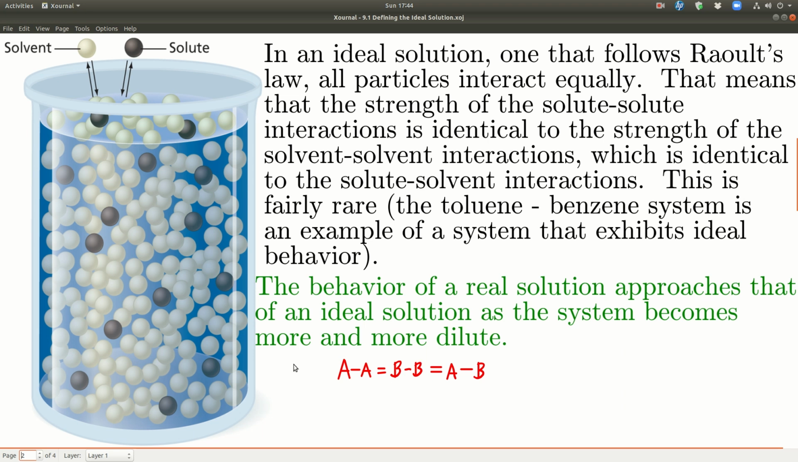Now this doesn't happen very often in real life. A good approximation to this would be a toluene benzene solution, because toluene is basically benzene with a methyl group on it, so they have the same polarities, same intermolecular forces. But most solutions don't follow this behavior. However, a real solution, that's a solution that's not ideal, like a real gas as opposed to an ideal gas, approaches the behavior of an ideal solution. Its limiting behavior is that of an ideal solution, following Raoult's law, as the system becomes very dilute. The more dilute it becomes, the closer its behavior becomes to ideal.